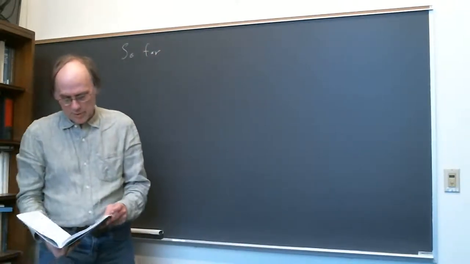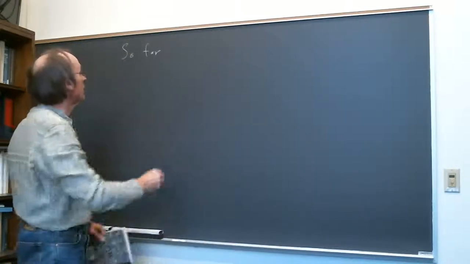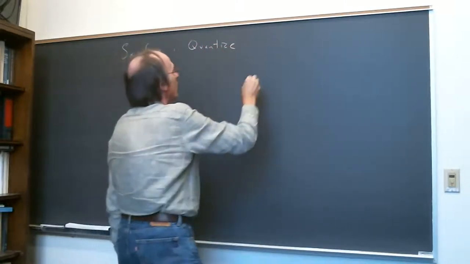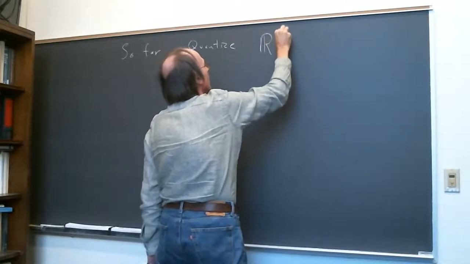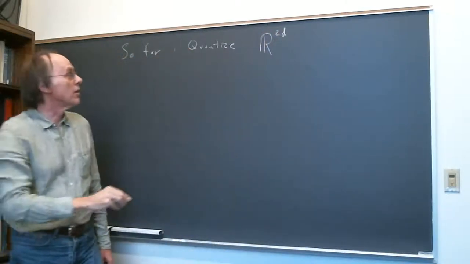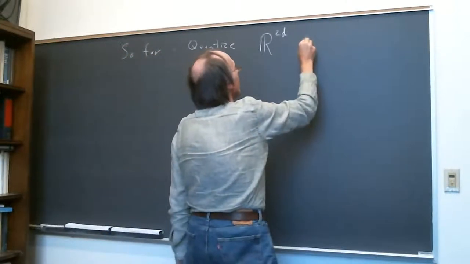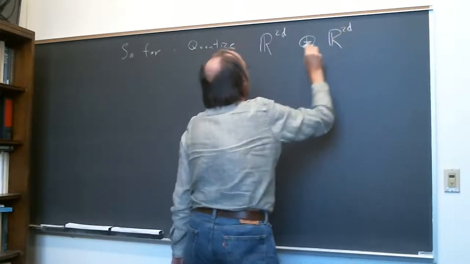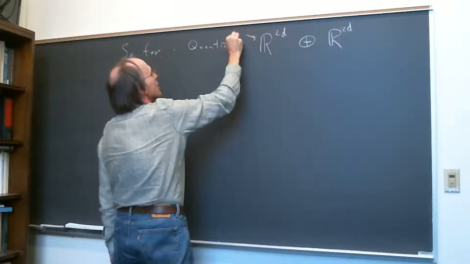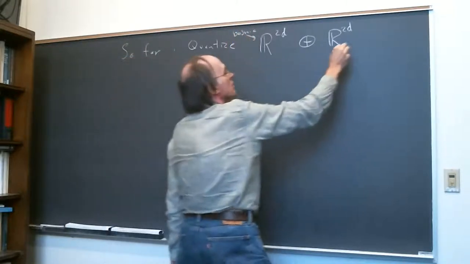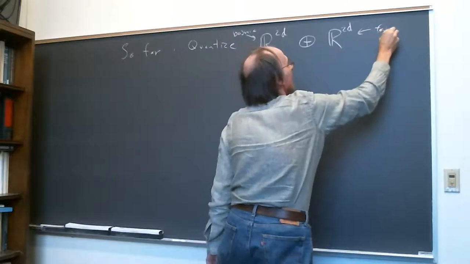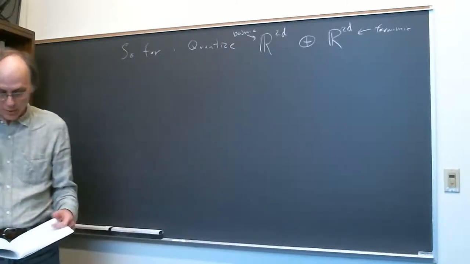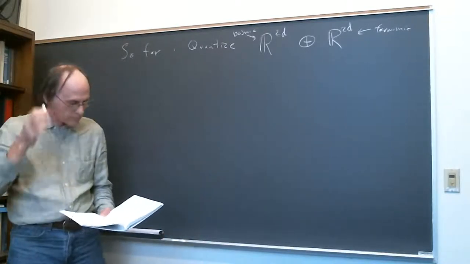So what we were doing was we wanted to quantize. There's two copies of an R2 of an even dimensional phase space. One is bosonic, and this one was fermionic. And the quantization went completely parallel, the whole story went parallel.